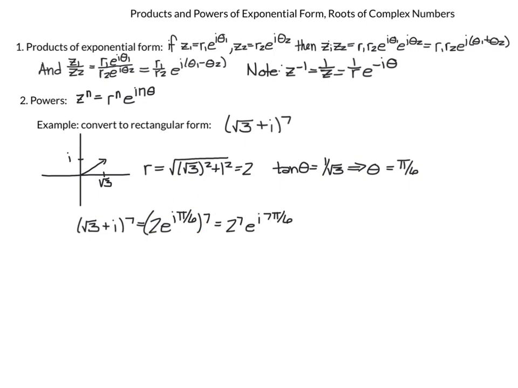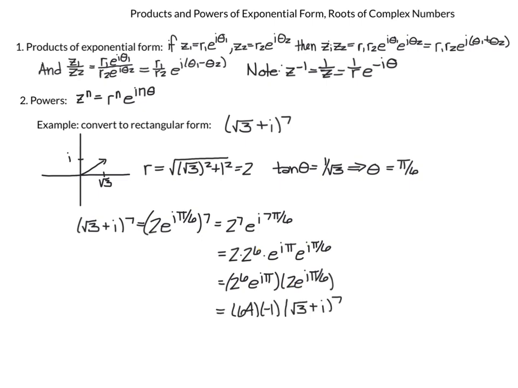Separating out the constant, I have 2 to the 7th, e to the i 7 pi over 6. I'm going to separate out a factor of 2 from this 2 to the 7th so I can associate this with e to the i pi over 6, so that later I can group this together as my original 2e to the i pi over 6. So I'm going to have 2 to the 6th e to the i pi, and then my 2 times e to the i pi over 6.